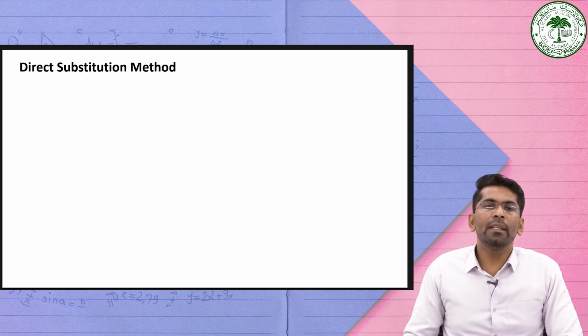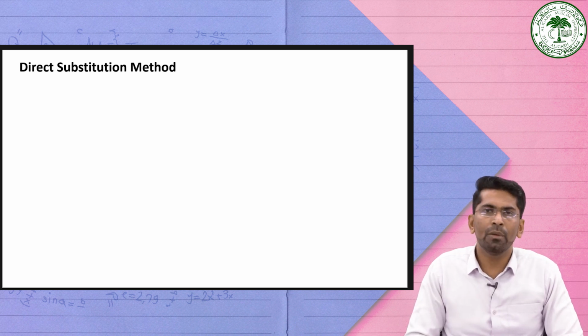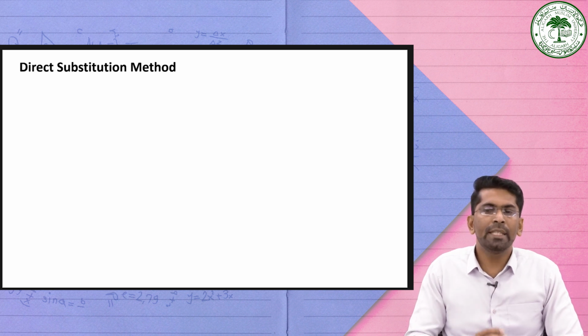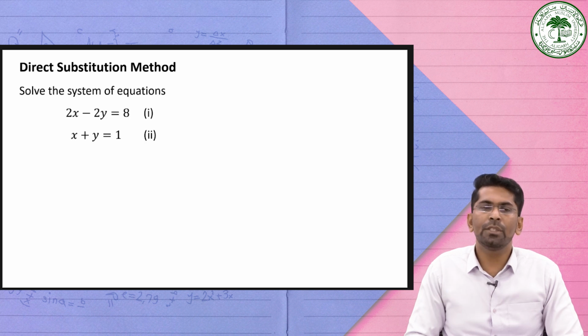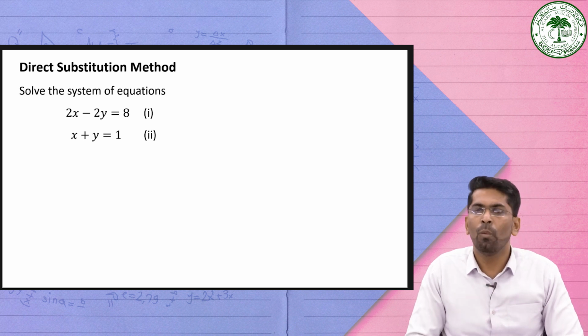Now consider another method for solving a system of linear equations with two unknown variables, by using the direct substitution method. How can we solve this by using direct substitution? We have the same example which we already solved previously: solve the system of equations 2x minus 2y is equal to 8, x plus y is equal to 1.